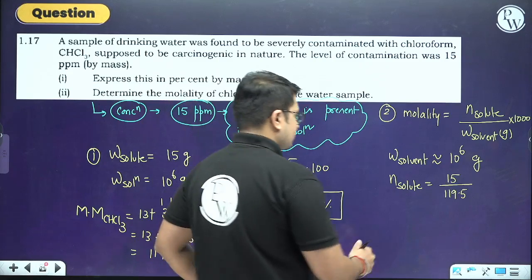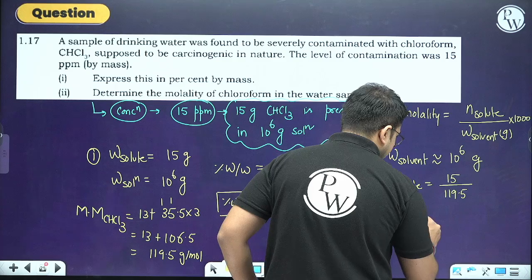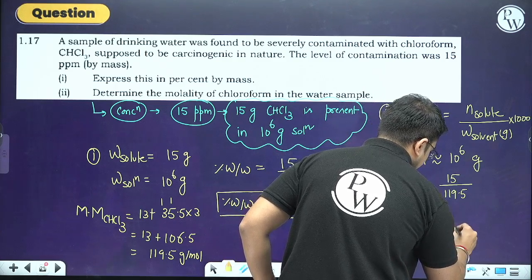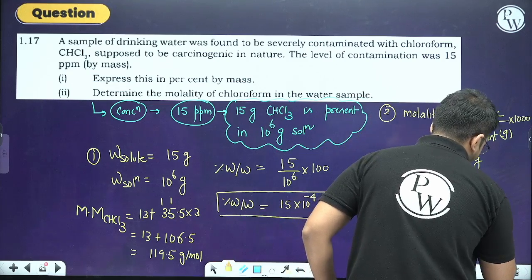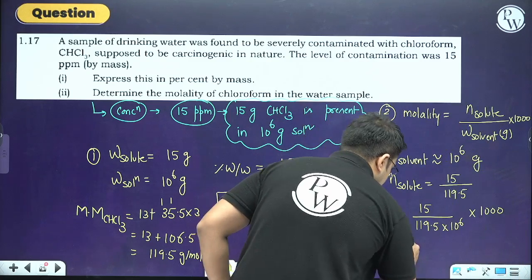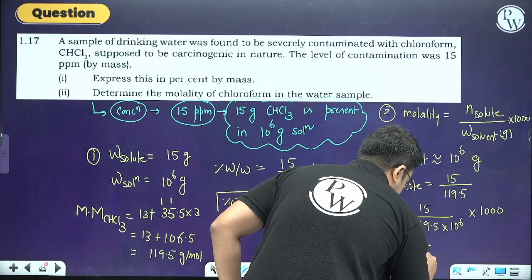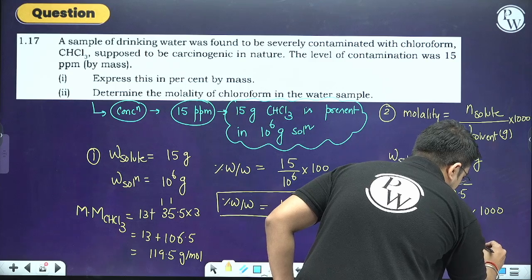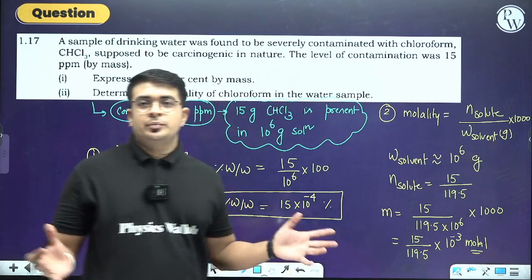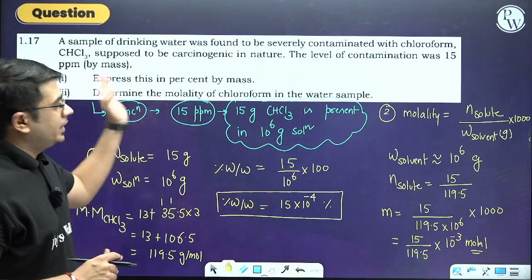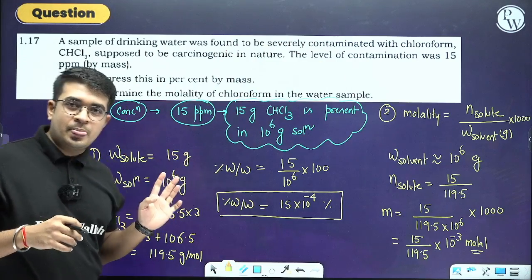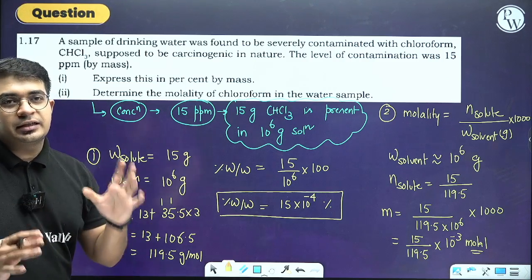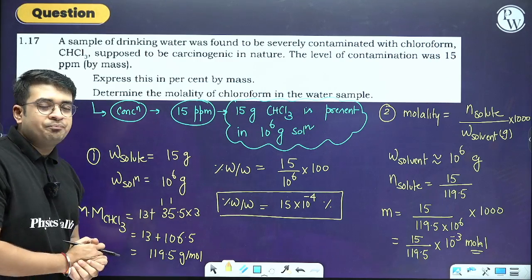W of solvent is done. So we can say that molality will be equal to 15 divided by 119.5 multiplied by 10 raised to the power 6 multiplied by 1000. So you can say that will be 15 divided by 119.5 multiplied by 10 raised to the power minus 3 molal. Just solve the final equation and let me know the answer. Or you can cross check with NCERT also, because this question is from NCERT. I hope the entire part related to molality ppm conversion is clear to everyone. Very simple question indeed and very interesting one.